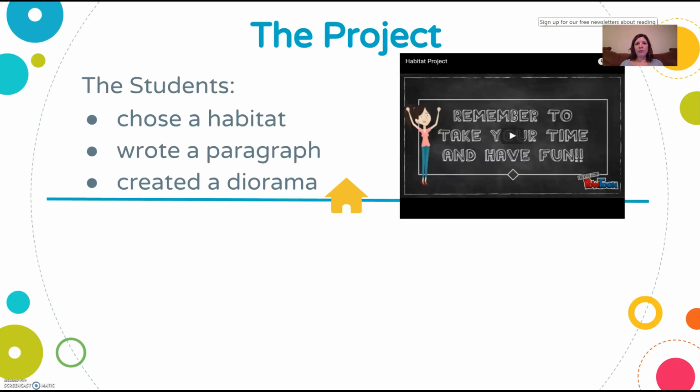For the actual project, my students chose a habitat. They wrote a paragraph and then used Word to type it up about the habitat, and then they also created a diorama. So I used Powtoon to engage the students and get them excited, as well as explain what they will be doing.